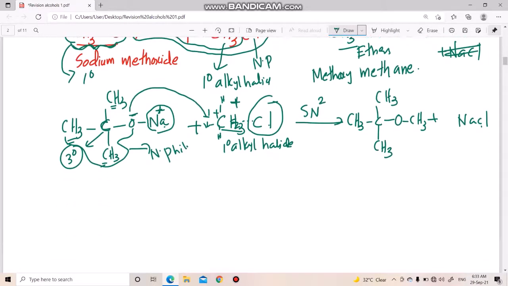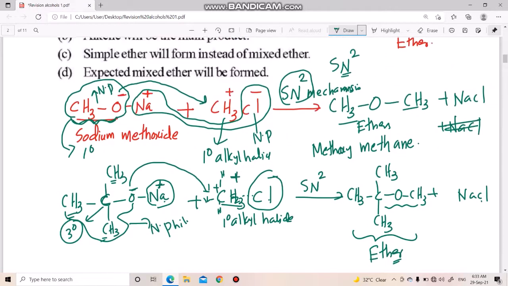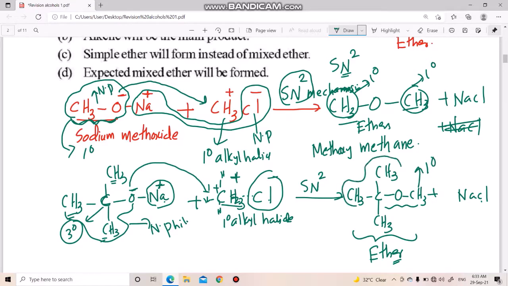See, again the product is an ether, but this ether is not a simple ether like the previous one. The previous ether is a simple one: left side one methyl group, right side one methyl group, both primary groups. But here the left side of the ether is tertiary and the right side is primary, so this ether is a mixed ether. So it's very clear: by using Williamson synthesis, we can prepare simple ether as well as mixed ether.